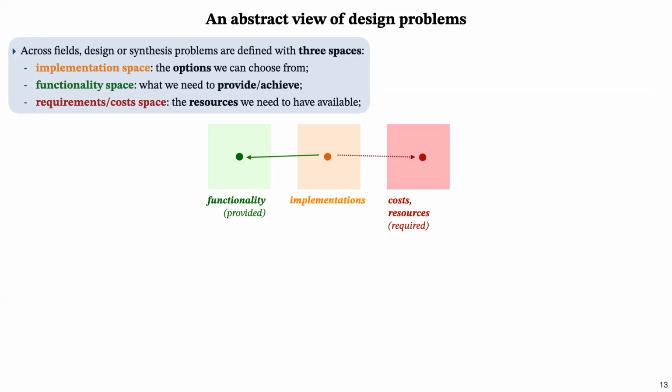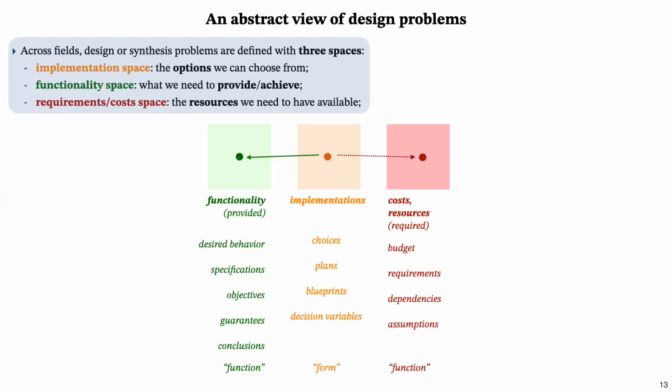Now, we have people for sure in the room coming from different backgrounds, so you might know these spaces with other names. For instance, a functionality could be a desired behavior, a specification, an objective. If you're thinking about assumptions and guarantees, it could be a guarantee, or a conclusion, if you think about proof theory. Now, costs and resources could be thought of as processes, requirements, dependencies, or assumptions. The key idea is that I want to be very concrete and quantitative when comparing functionalities and resources.